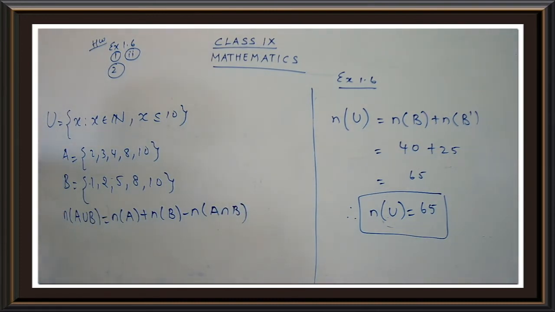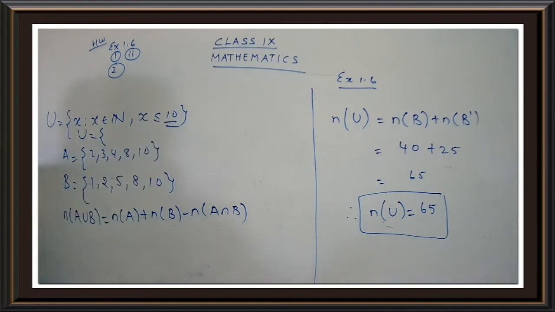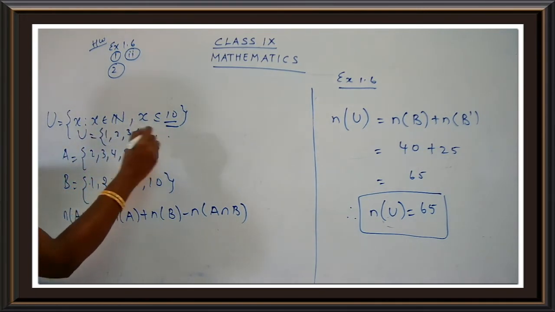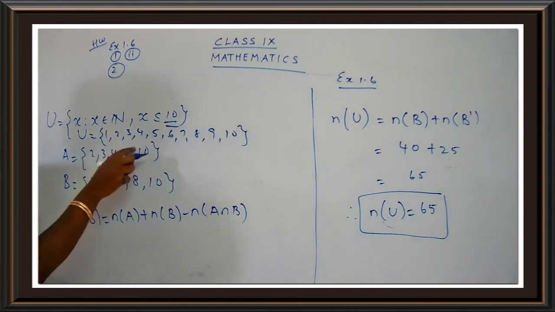Okay, children? So we'll see the first step. This is based on cardinality. So everywhere you have to find n of A union B, n of A, and so on. First thing is you have to find out what are the members of U. It is belonging to natural numbers. You know the meaning of natural number? Natural numbers start from 1. Okay, good. So x belonging to N, and x is less than or equal to 10. Less than or equal to 10 means you have to consider the number 10. So what will be the answer? 1, 2, 3, 4, 5, 6, 7, 8, 9, 10. So you get this as the members of U.